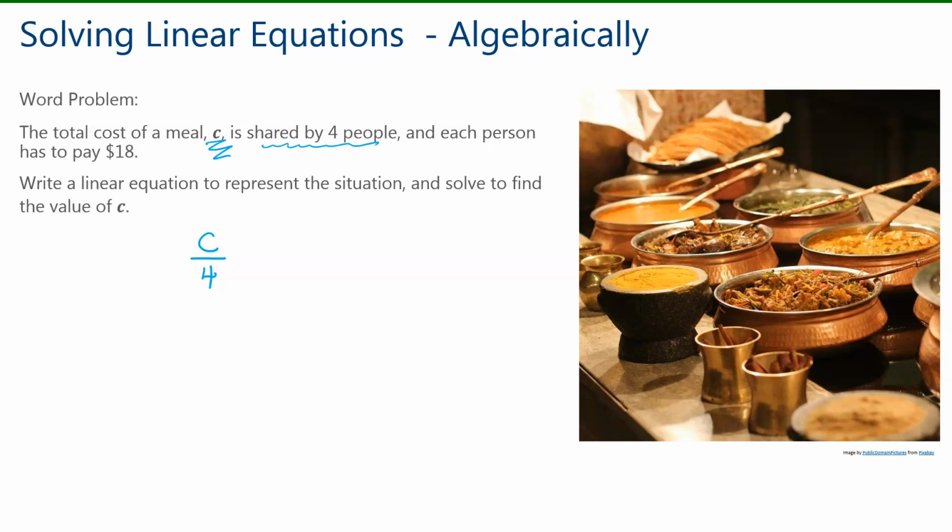If I take the total cost, share it amongst 4 people, C divided by 4, and we know that each person has to pay $18. So that C divided by 4 must equal 18. We have a linear equation here now that is the same form as those that we've just dealt with. If we have C divided by 4, the opposite to that is multiply by 4. Whatever I do to one side, I must do to the other. 4 times C divided by 4 will just leave us with C. And 18 times 4 will give us 72.